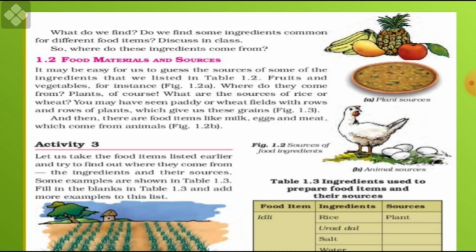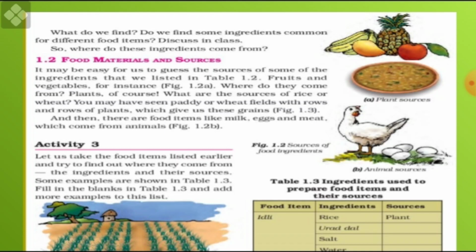So, food is very essential. It gives us energy, it is required to build up the body, and all these things. So it may be easy for us to guess the sources of some of the ingredients. What are ingredients? Ingredients means the materials which are required to prepare a dish. So fruits and vegetables, where do they come from actually? Of course, from plants.